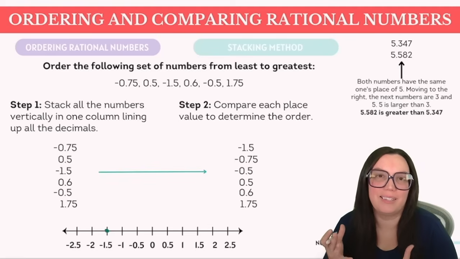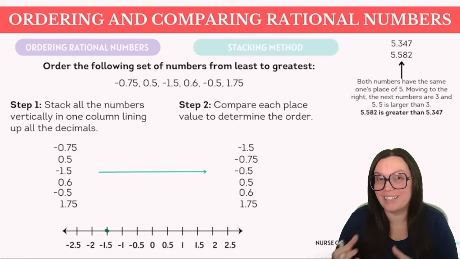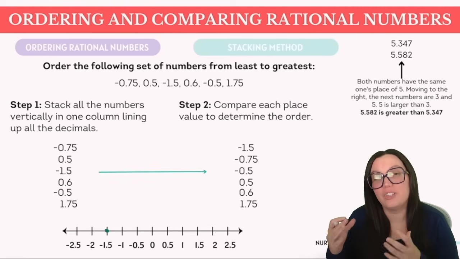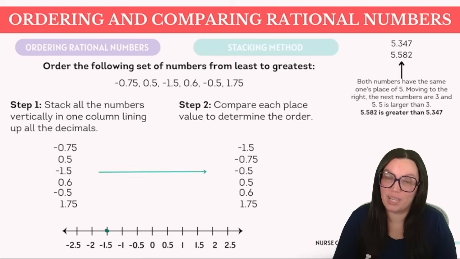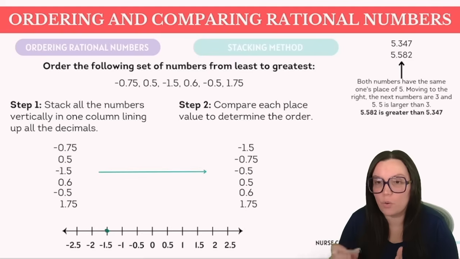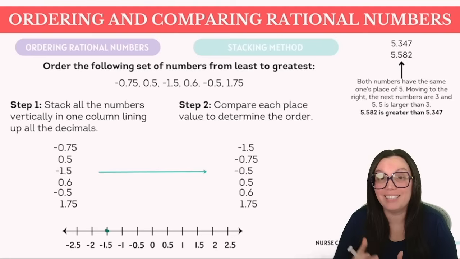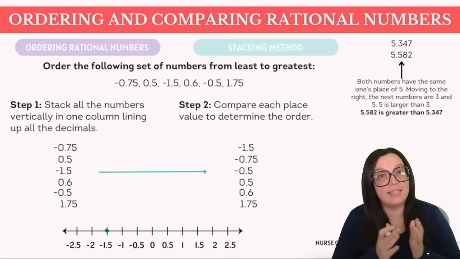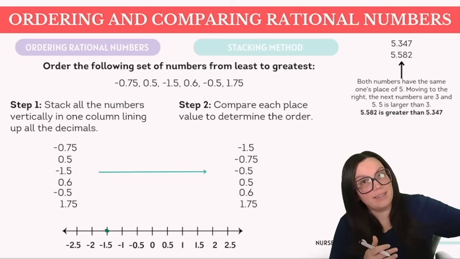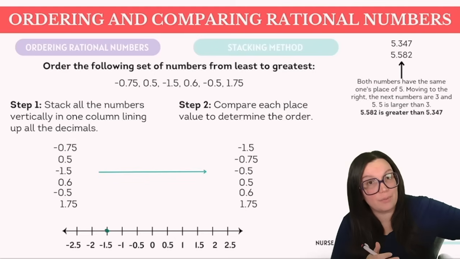So we just learned about the number line method when it comes to ordering and comparing rational numbers, but there's a lot of people that also use the stacking method, so I did want to address it in this video. So the question is asking, order the following set of numbers from least to greatest. As we know, when we're looking at a number line, when it comes to the negatives, the farther away that we get from 0, the more negative it becomes, right?